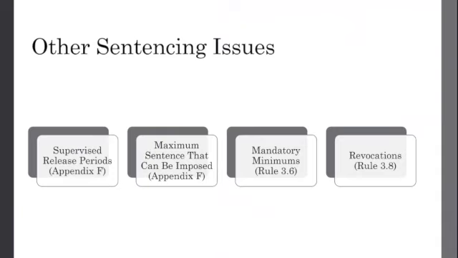Additional sentencing issues you do want to keep in mind. Supervised release periods, that's Appendix F. The maximum sentence that can be imposed, that's also discussed in Appendix F. Mandatory minimums, those are very important because again, the judge is required to give a legal sentence. The guidelines are voluntary, but a legal sentence must be given. So do keep in mind a mandatory minimum, Rule 3.6. Revocations are also discussed in Rule 3.8.